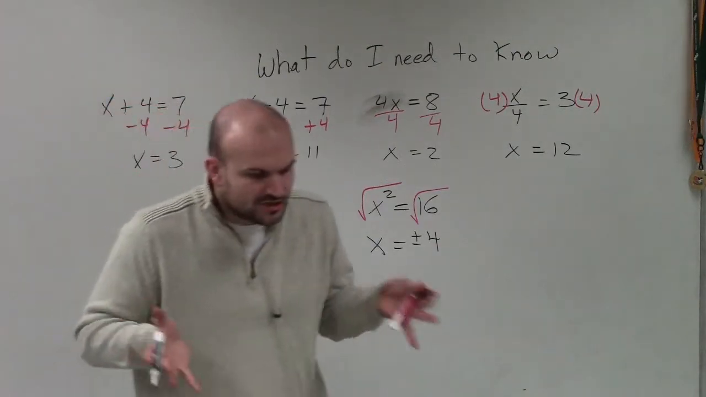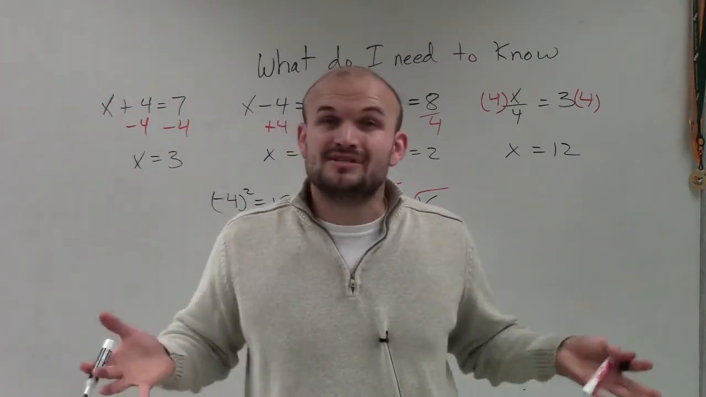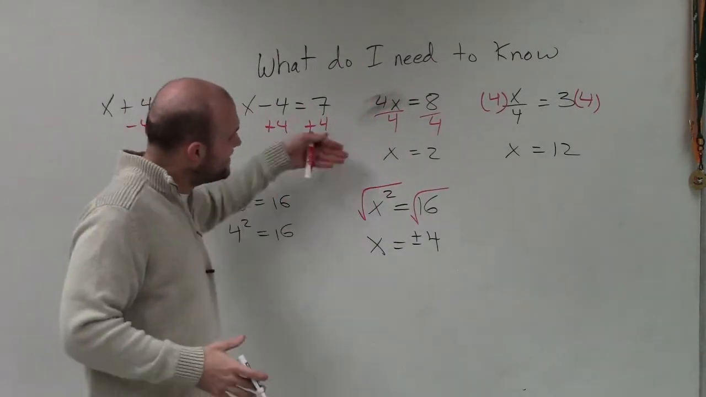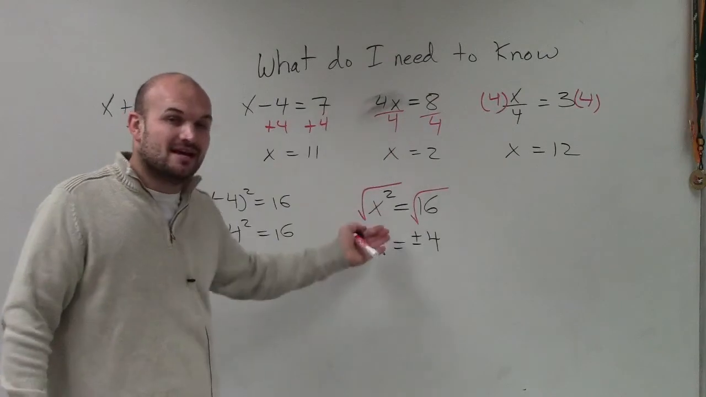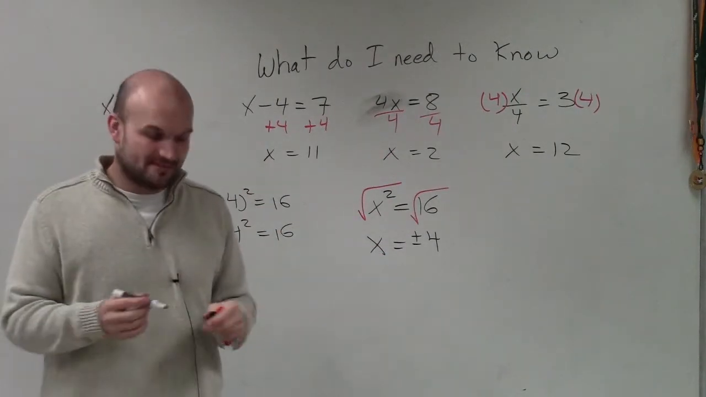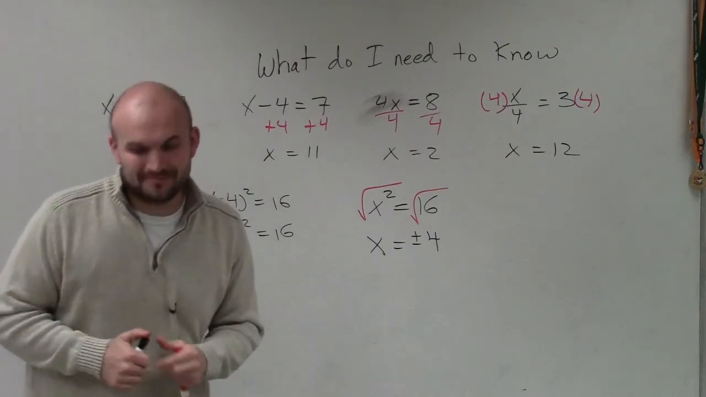So all the square root method really is us applying inverse operations. And that's really all you need to know: our inverse operations, and understanding that the inverse operation of squaring is taking the square root. So there you go, ladies and gentlemen. That's really about the basics we're going to need to know. Thanks.